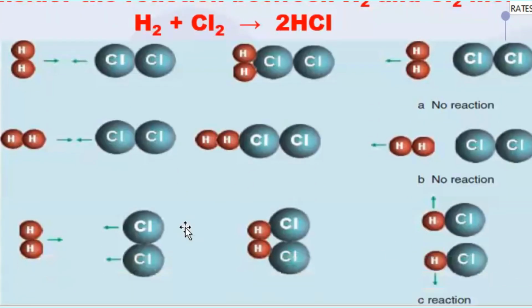In the third reaction, the atoms or particles of hydrogen are properly oriented with what? The particles of chlorine. Both atoms are properly oriented and they properly collide, just like this one, and they give the desired product, which is hydrogen chloride.